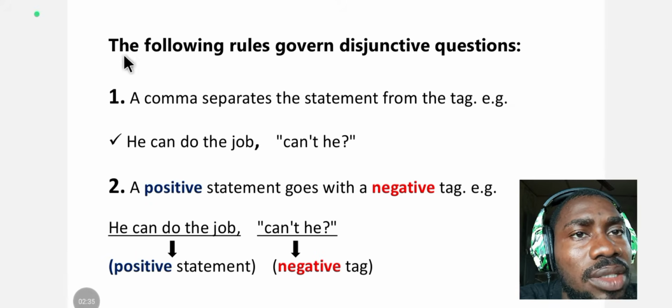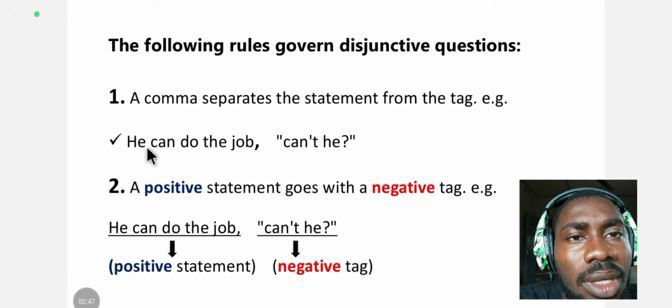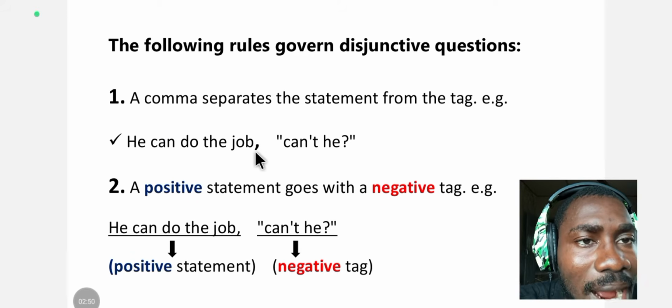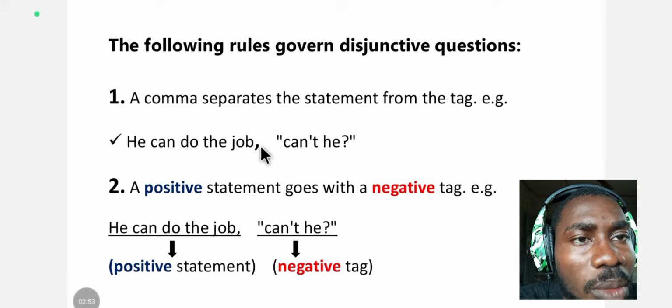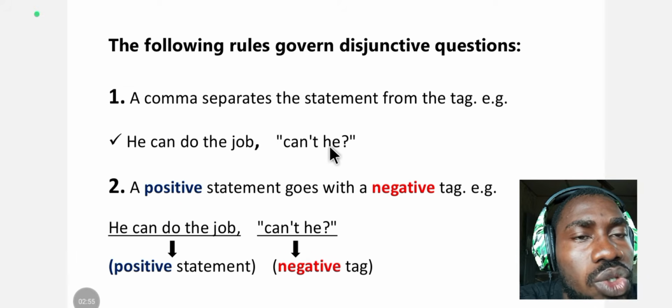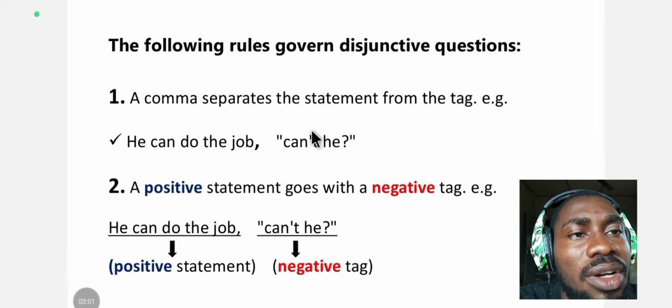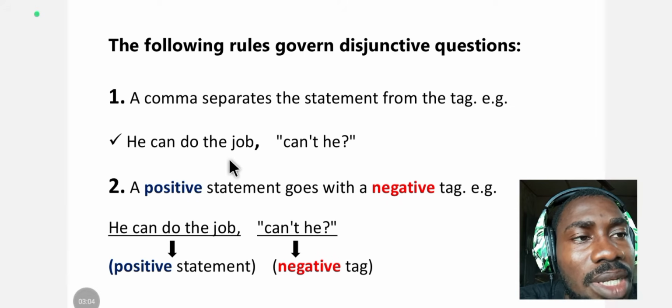Moving on. The following rules govern disjunctive questions. 1. A comma separates the statement from the tag question. For example, "He can do the job, can't he?" The comma is bold here. A comma separates the statement from the disjunctive question or from the tag question. That's the first rule that governs disjunctive question.